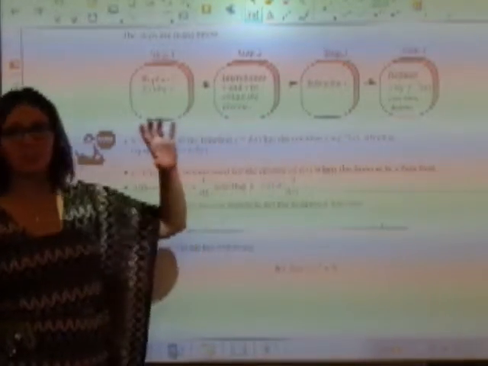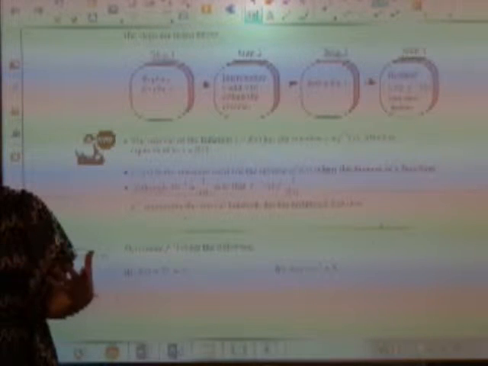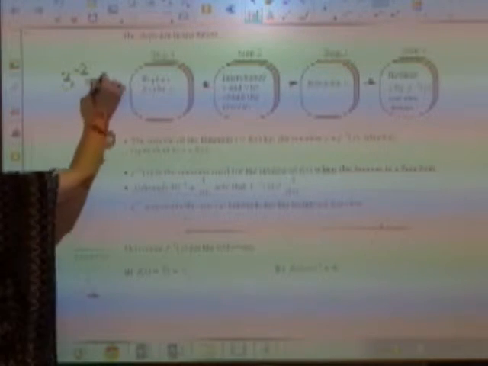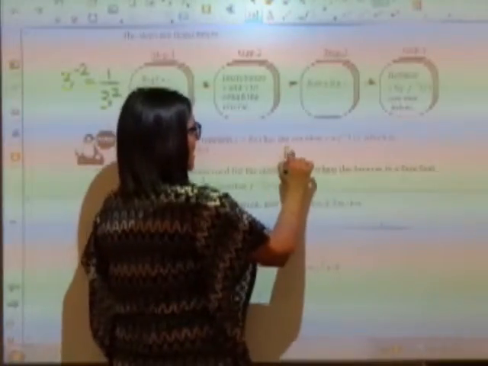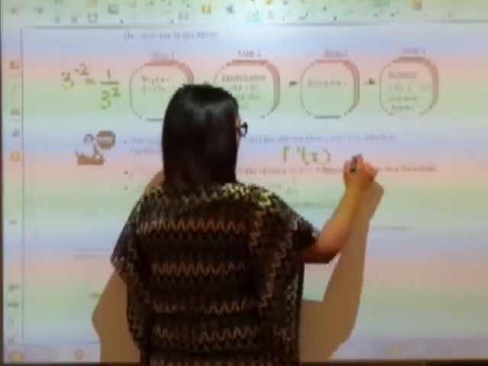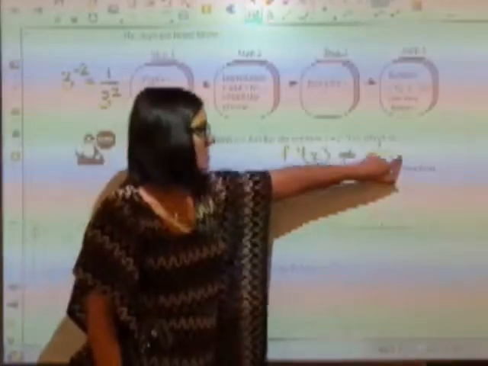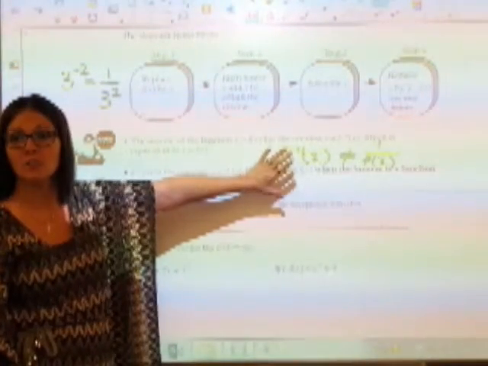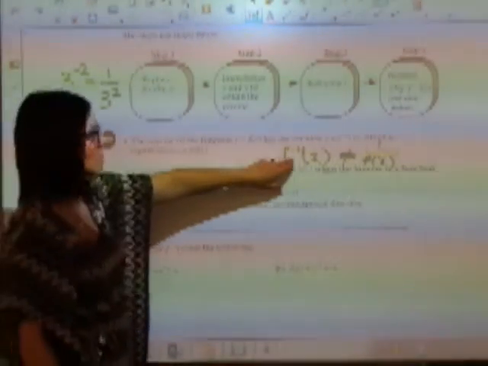F inverse of x does not mean 1 over f of x. And that's where the negative exponents can start to mess us up, because we're used to being told that 3 to the power of -2 is 1 over 3 squared. But f inverse of x is not equal to 1 over f of x. This is a reciprocal function. This is an inverse function. They are two different functions. So they don't mean the same thing, because we're not looking at this as being an exponent. We're looking at it as being a notation.